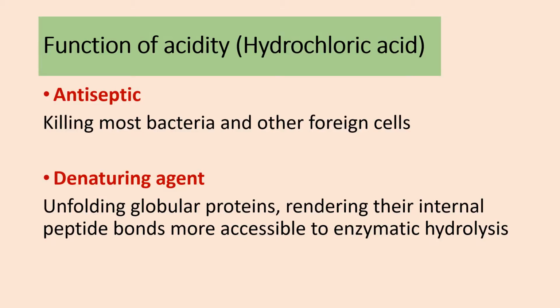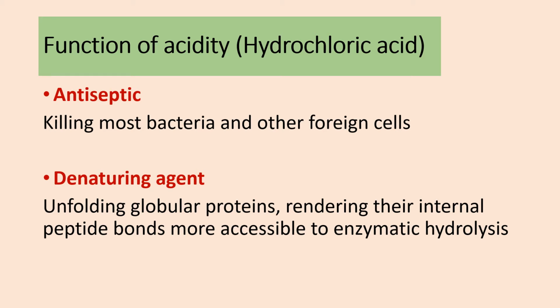As I already told you in the last slide, the entry of the dietary proteins in the stomach stimulates the parietal cells of the gastric glands to release hydrochloric acid, which results in a decrease in the pH in the stomach, that is, the pH of the stomach is 1 to 2.5. What is the function of this hydrochloric acid in our stomach? First, it acts as an antiseptic, that is, it kills most of the bacteria and other foreign cells which accompany the food we eat.